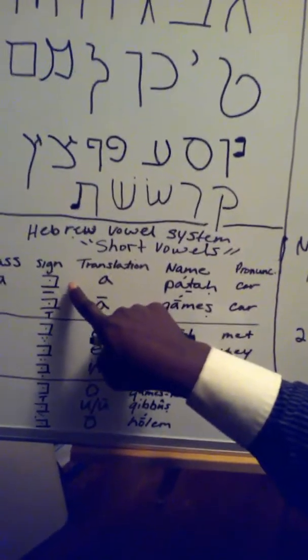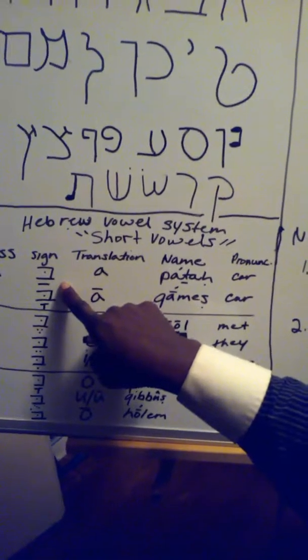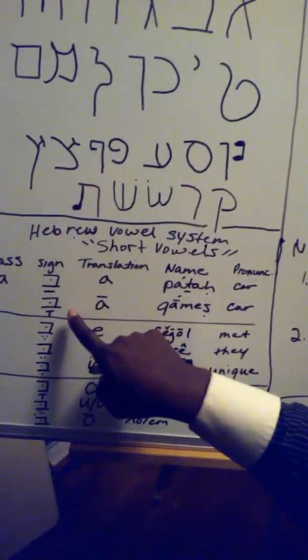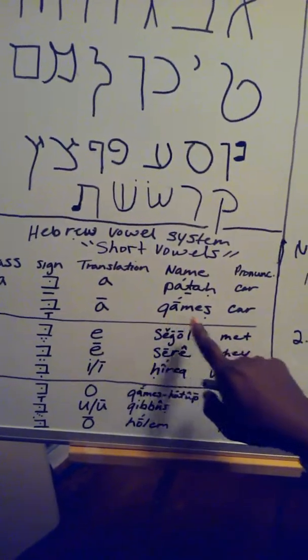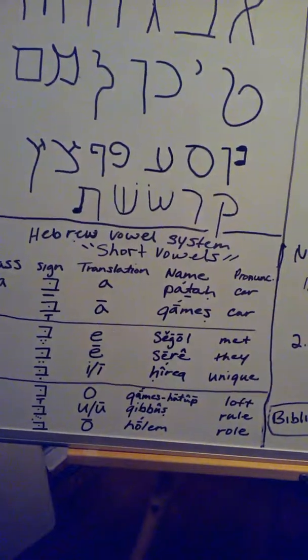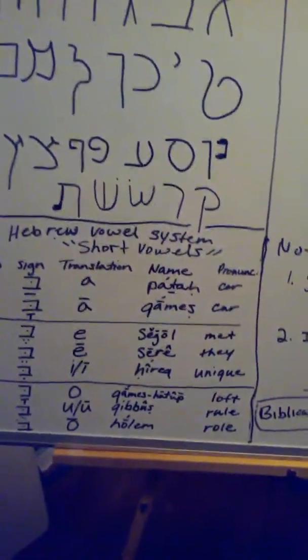So I can have a bet with a line under it, which is a patah, which makes the ba sound. And I can have a T under it, a kamez, which makes what? The ah sound. So that would also be ba. Those are the A-class vowels.